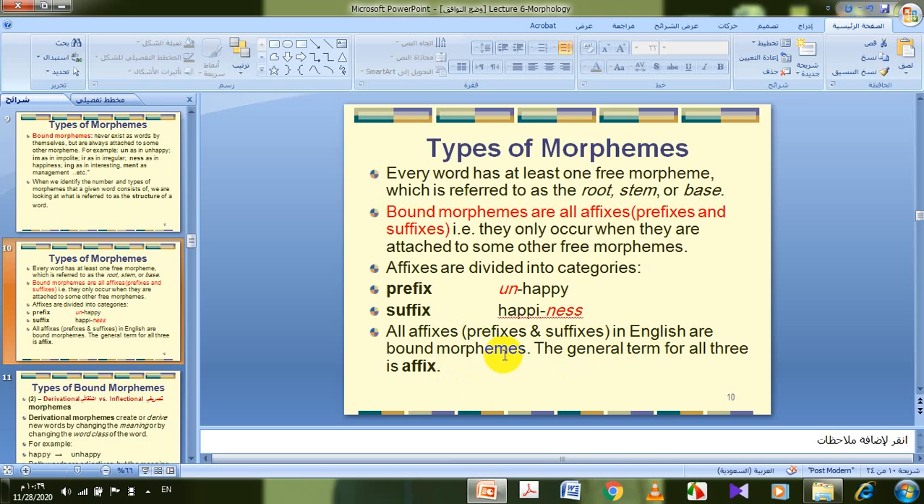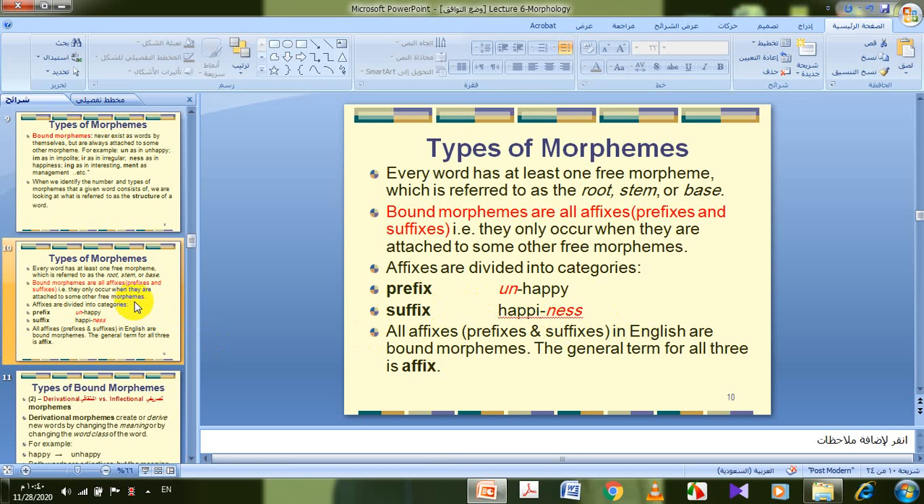So prefixes and suffixes are bound. They always occur attached to other free morphemes. We cannot see, for example, ness alone, un alone, whether they are prefixes or suffixes. No, they need to be attached to other free morphemes, and that's why we can say all affixes, prefixes and suffixes in English are bound morphemes. The general term for all three is affix. Three, because we have another type, infixes, which come in the middle. Prefixes at the beginning, suffixes at the end, infixes in the middle. But it's not mentioned here because in English we don't have them. Okay, good.